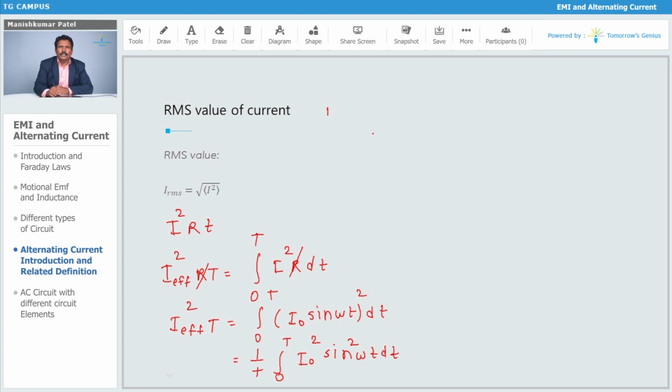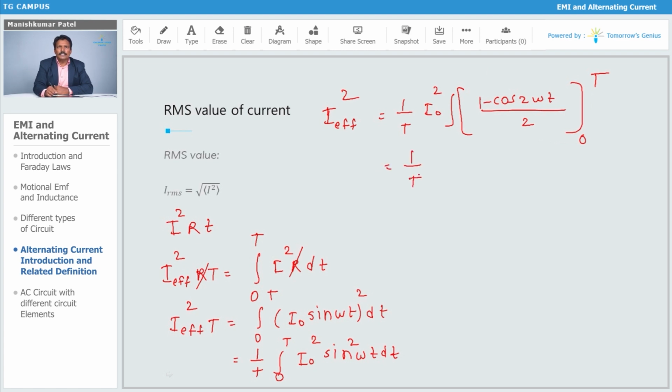Further, what we are going to do here is 1 by T, I naught square, and deal with the integration of sine square omega t. So sine square omega t is (1 minus cos 2 omega t) upon 2, this is the formula, and you take the integration with limits from 0 to T. This is the value of I effective square.